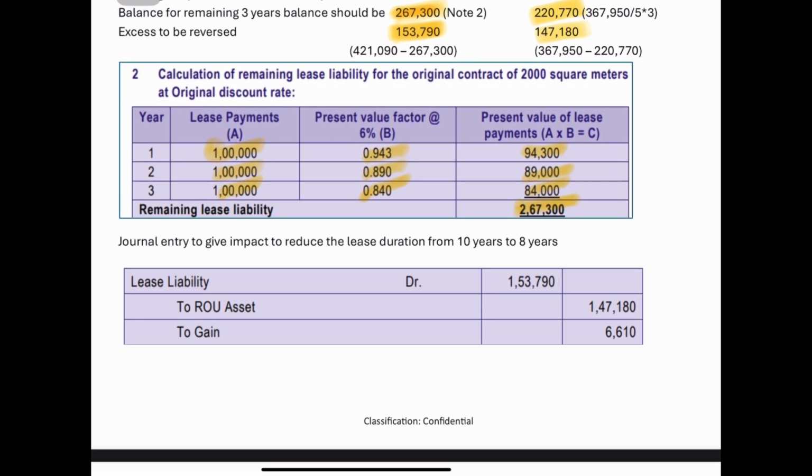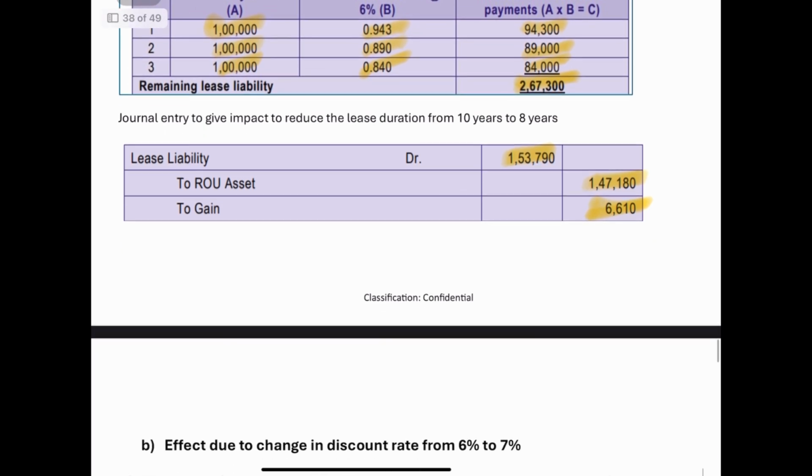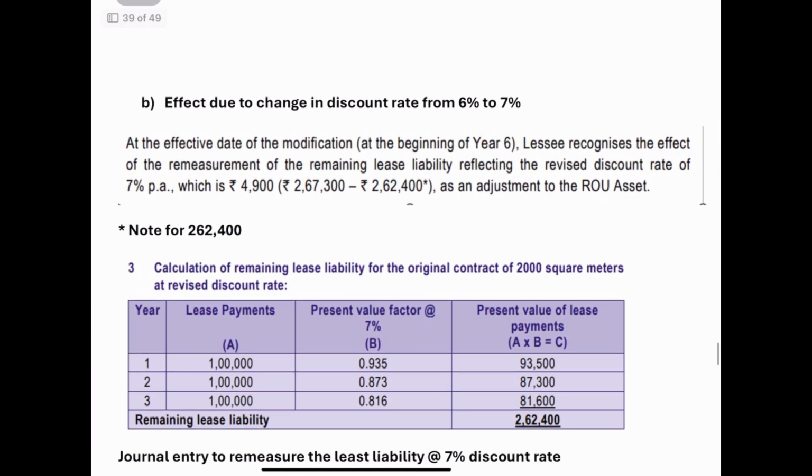Okay, so the entry here: your liability will be reduced by 153,790, and your asset is reduced by 147,180, and the delta you can park to P&L as gain on the modification of lease. Okay, that's the first effect.